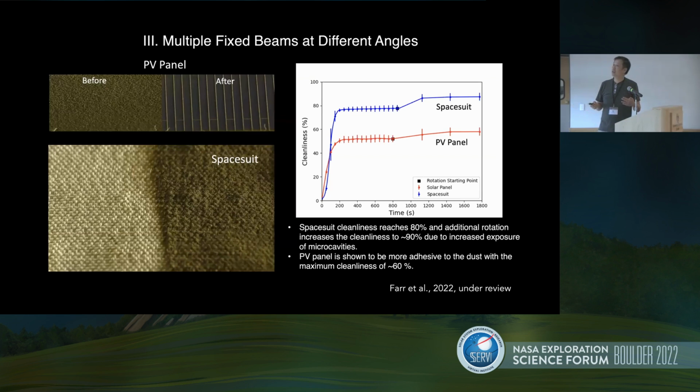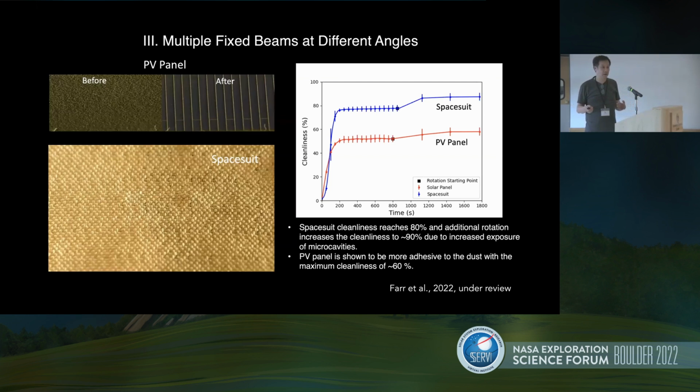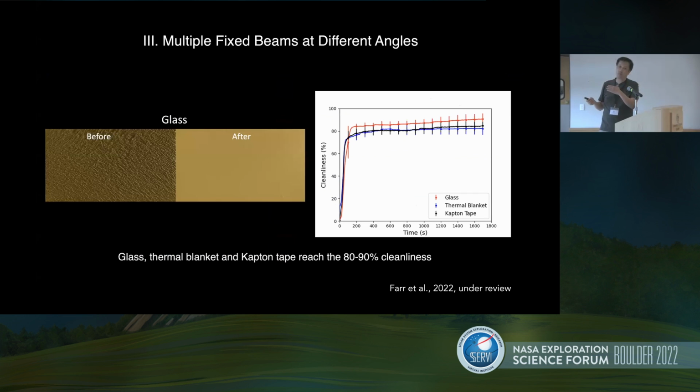Then here we did 3 samples: glass, thermal blanket, and Kapton. You can see they all reach about 80 to 90%, so they're pretty good. Also, we tested aluminum and anodized aluminum. Aluminum is hard to clean. On the right, the plot shows the red curves for aluminum. We only reach about 30 to 40%.